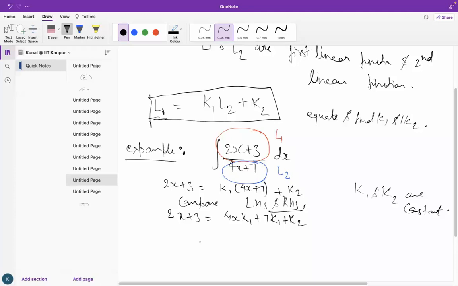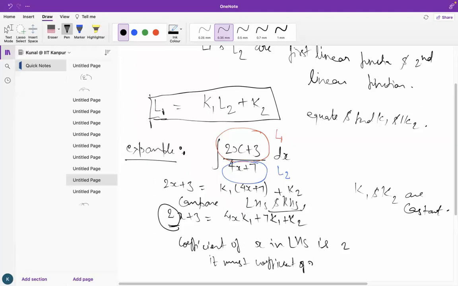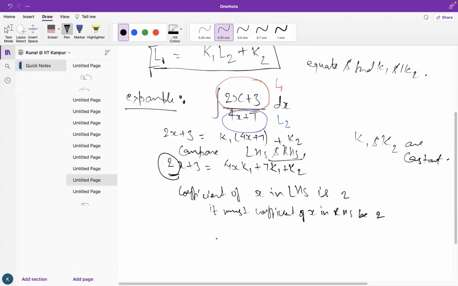If we compare here, the coefficient of x in the LHS is 2, right? The coefficient of x in the LHS side is 2, and the coefficient of x in the RHS is 4k1. So we just equate it. What is it? 4k1 is equal to 2. So we get the value of k1 as 1 by 2.